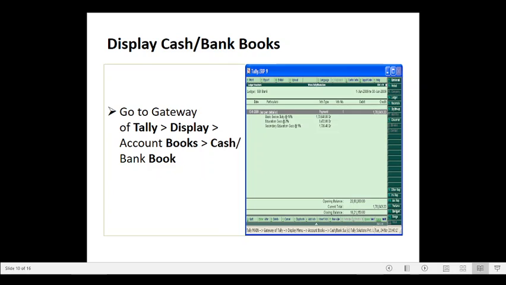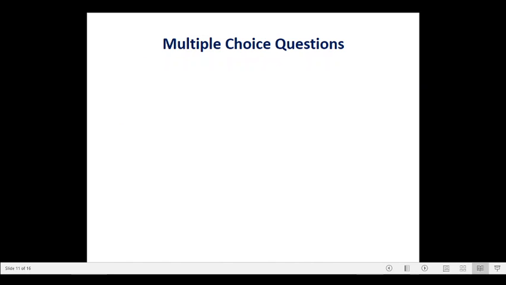Now let's understand how to display the cash and bank books. In order to view the cash or bank summary, we need to go to the Gateway of Tally, select display, select the submenu account books and then select cash or bank. Now let's move on to the multiple choice questions.